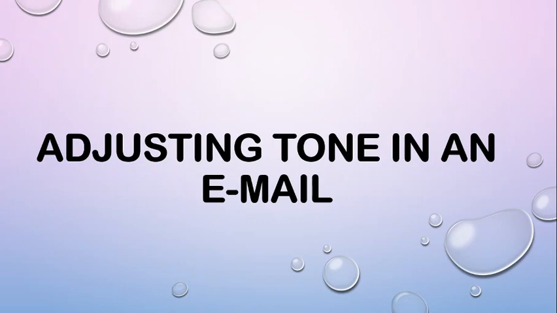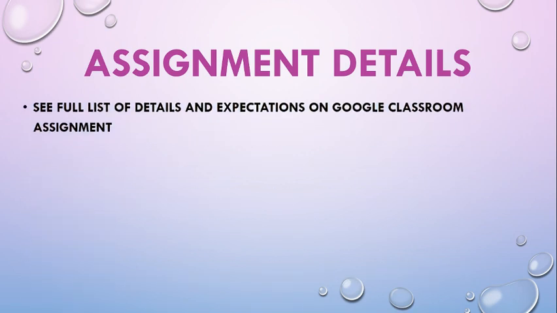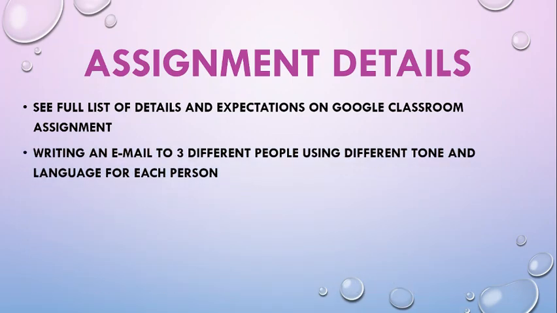The second part is you are going to be working on your tone when writing an email. So when you write, you should be adjusting what you're saying and how you're saying it depending on the audience that you are writing to. You're going to see the full set of details and expectations on the Google Classroom assignment. You'll see how you're being graded, how much it's worth, all that fun stuff. The gist of the idea is that you are going to be writing 3 different emails to 3 different people. Each one is going to require a different tone, different language, different presentation of ideas.